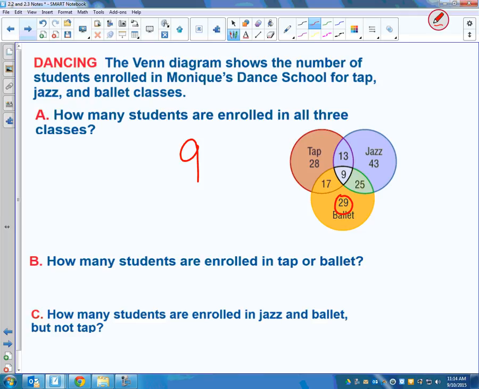Does that make sense? So if we wanted to add up how many total people are enrolled here, do you agree you'd have to add up every single number? Because none of those are counted already.